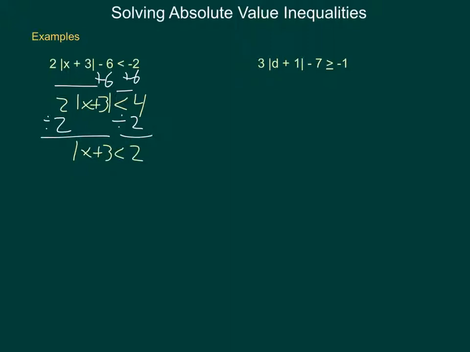So now, what I need to do is break up my group. I'm going to write it exactly as I see it. x plus 3 is less than 2, and x plus 3 is greater than negative 2. I have this in its two different parts. My absolute value was less than, so it's an and situation. Now, subtract 3 from everything.